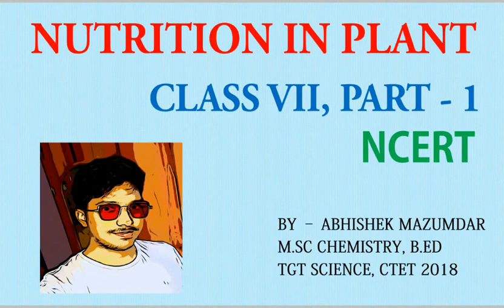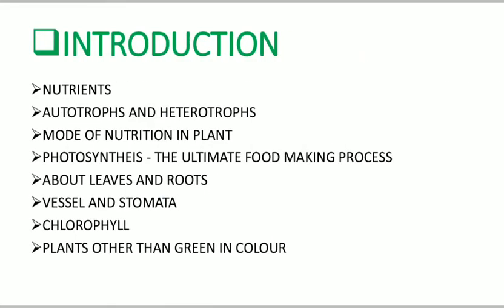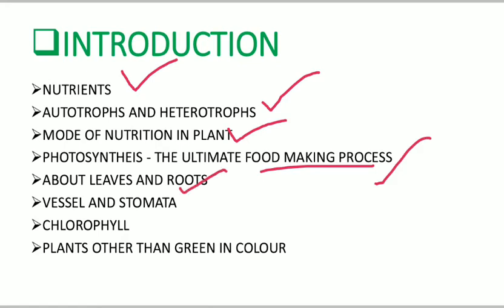I am going to complete the first part of nutrition in plants from class 7 NCERT. So first of all, the introduction, where we can see we are going to complete these topics: nutrients, then autotrophs and heterotrophs, then the mode of nutrition in plants, then photosynthesis, which is the ultimate food making process, as well as the leaves and roots, then in detail the vessels and stomata, then the chlorophyll, and at last the plants which are not green in color.